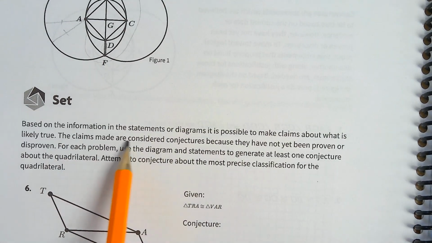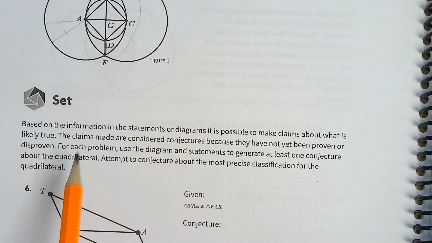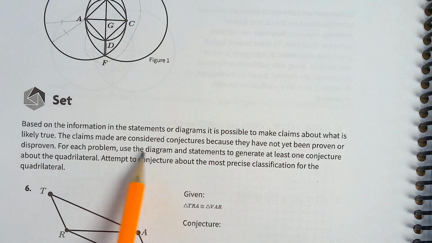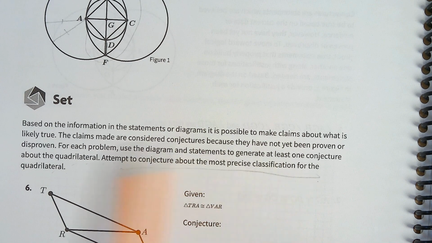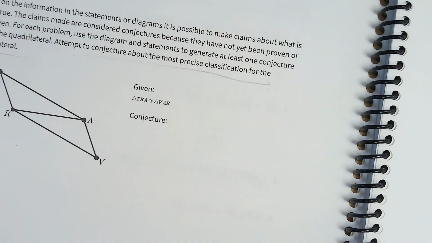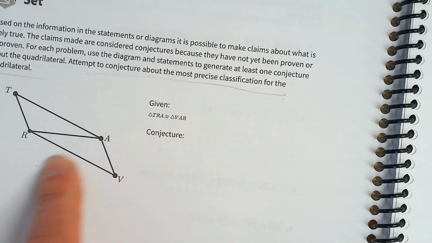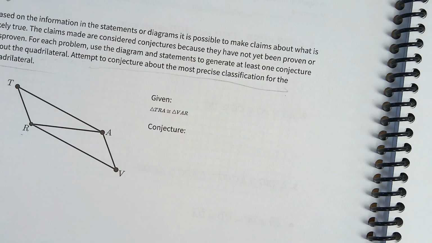All right, make some conjectures. Based on the information in the statements or diagrams, it is possible to make claims about what is likely true. The claims are considered conjectures because they have not yet been proven or disproven. For each problem, use the diagram and statements to generate at least one conjecture about the quadrilateral. Attempt to conjecture about the most precise classification for the quadrilateral. Is it a square? Is it a rhombus? Is it a parallelogram? Just, if you're given that information, maybe mark it up, and then, based on the mark, say, I think it's a blank.